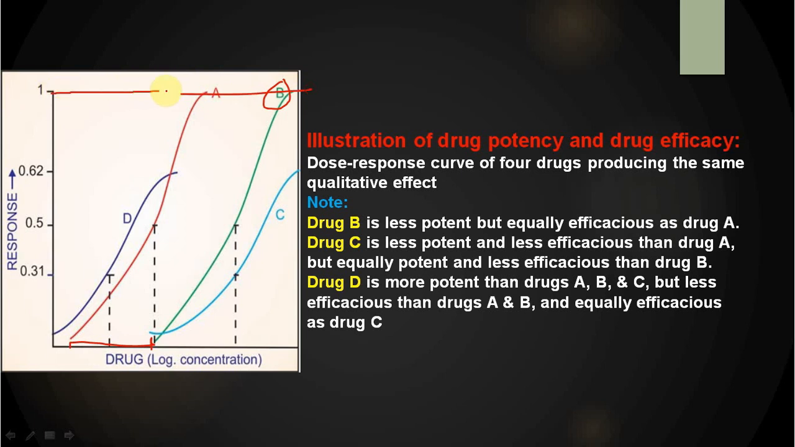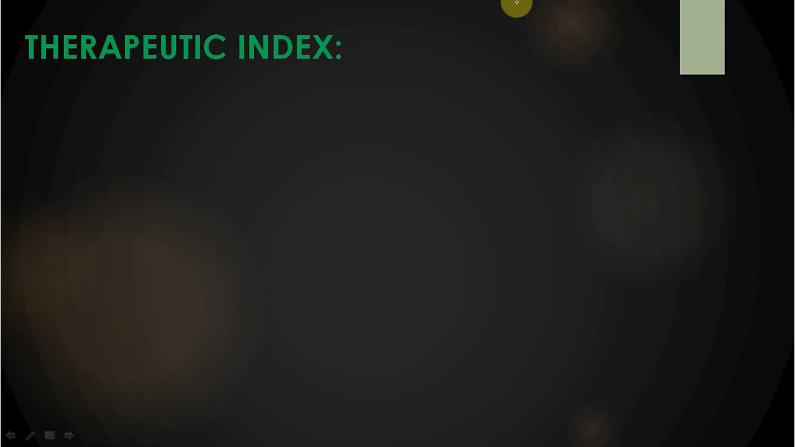Therefore, they are equally efficacious. In case of drug C, which is less potent than A but equally potent as B, C is less efficacious than both A and B. If we talk about drug D, which is more potent than any of the other drugs but is less efficacious than A and B, but equally efficacious as drug C. This graph is very important to explain drug potency and drug efficacy in exams.